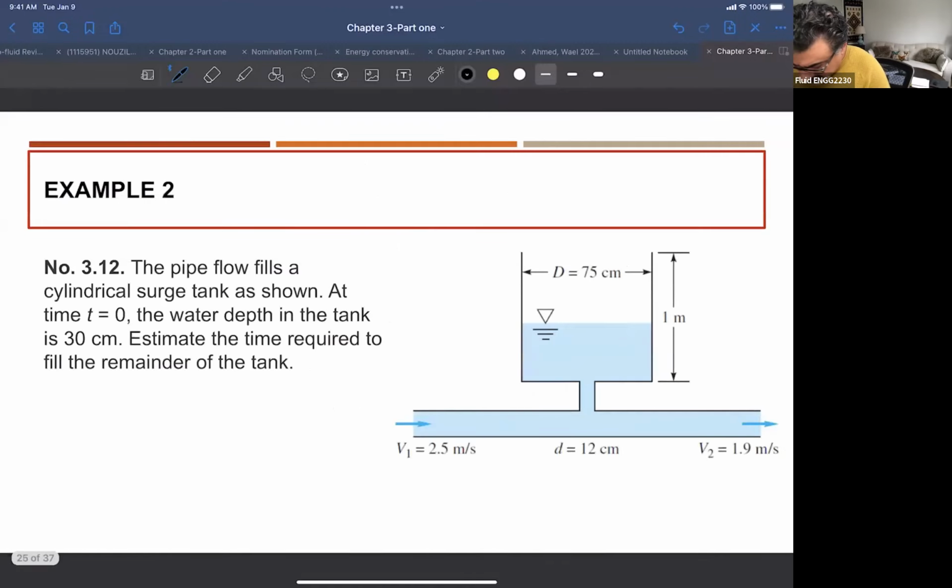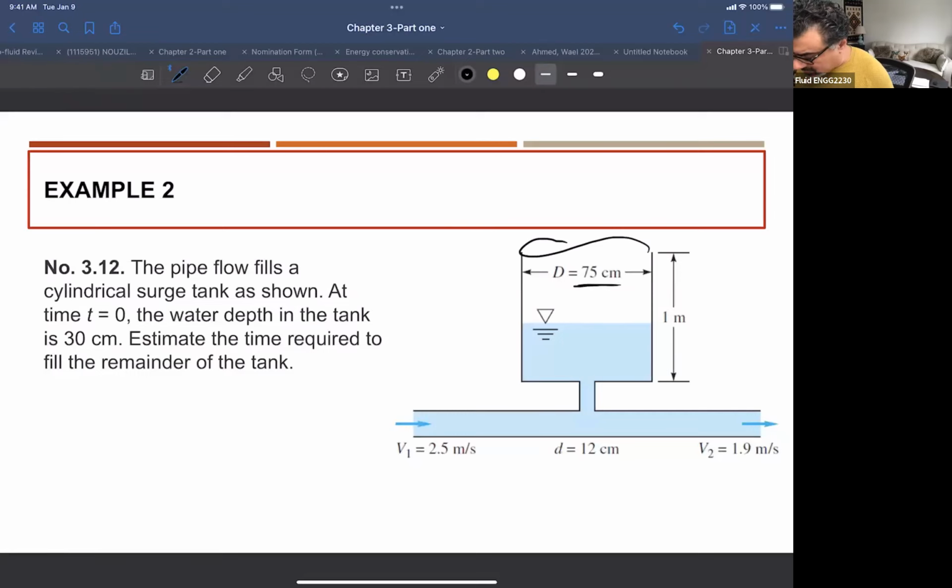Okay. So another problem. I think I will just finish this problem, though I needed more time to cover more other information, but that's fine. The pipe flow fills a cylindrical surge tank. So I have a tank like this, and the tank has a diameter of 75 centimeters.